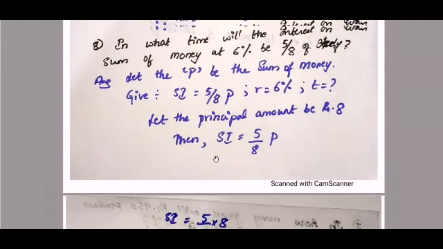Okay, in what time will the interest on a certain sum of money at 6% be 5 by 8 of itself? So let the principal amount be the sum of money, which we don't know. Simple interest is equal to, they are telling 5 by 8 of itself, so 5 by 8 of the principal amount. Rate is 6%. Time is what we are supposed to find out. So therefore the simple interest is 5 by 8 principal. This is what is given in the question.